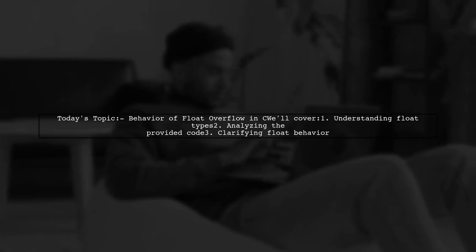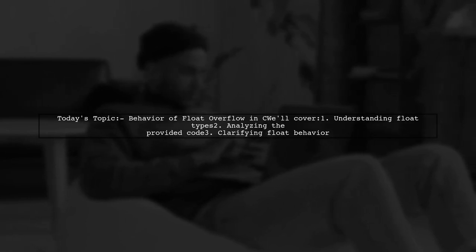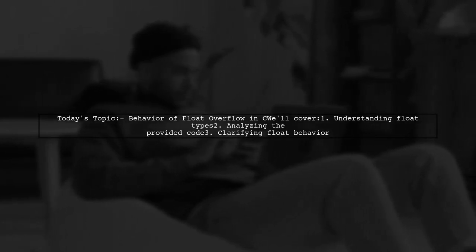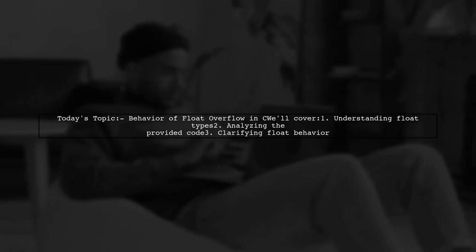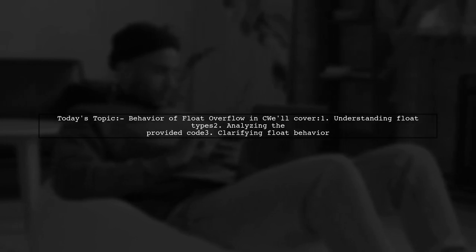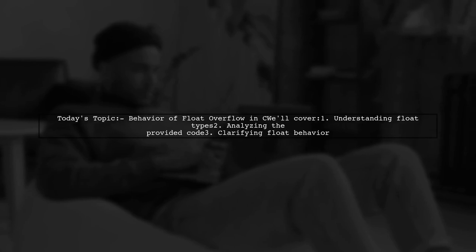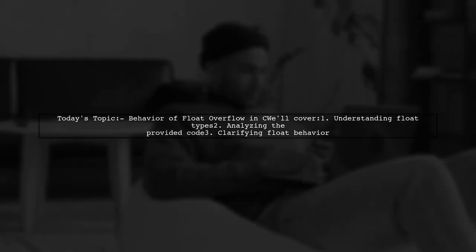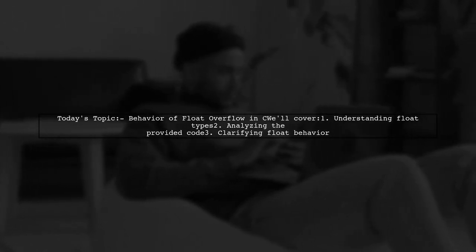Today, we're tackling a fascinating question from a newcomer to the language. Our viewer is curious about the behavior of float overflow in C. They've successfully navigated integer types, but are now puzzled by how floating point numbers work, especially when it comes to testing their minimum and maximum bounds. Let's dive into their code and see what's happening when they try to add and subtract from these float values.